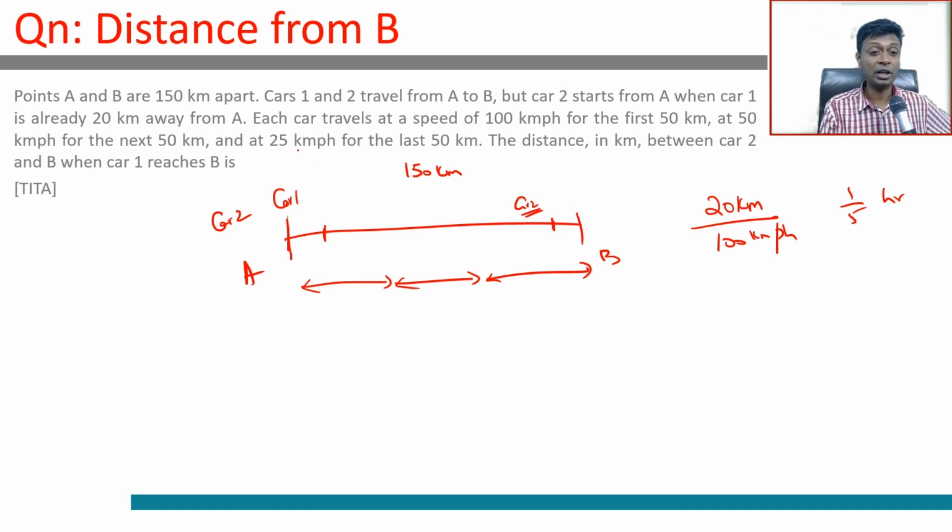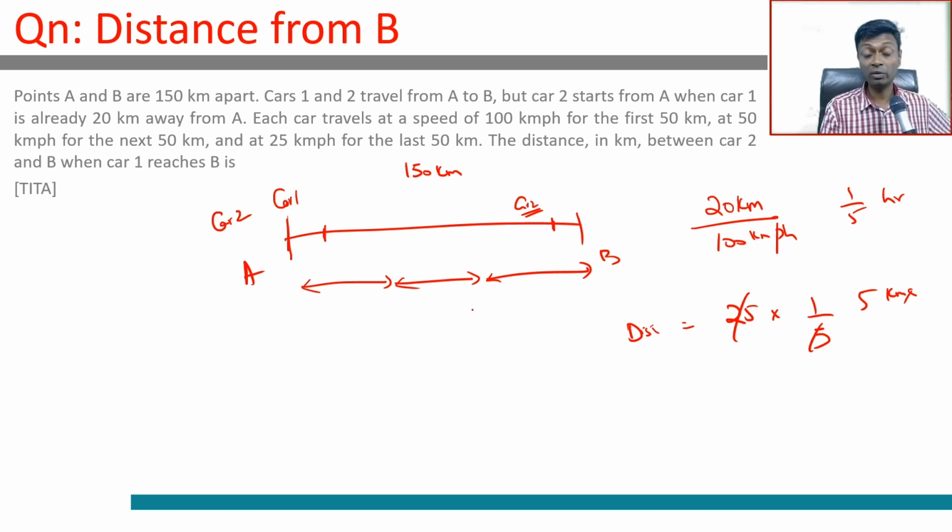It's traveling at 25 kilometers per hour. Traveling at 25 kilometers per hour and another 12 minutes to reach, the distance is 25 into 1 by 5. 25 kilometers per hour into 1 by 5, or 5 kilometers.